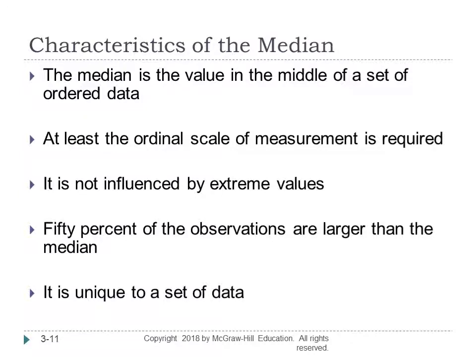Look at the properties of the median. The median is the value in the middle of a set of ordered data, and it has to be sorted. At least the ordinal scale of measurement is required. It is not influenced by extreme values because it's the position of the middle value. 50% of the observations are larger than the median, and of course 50% of the observations are less than the median. It is also unique to a set of data.